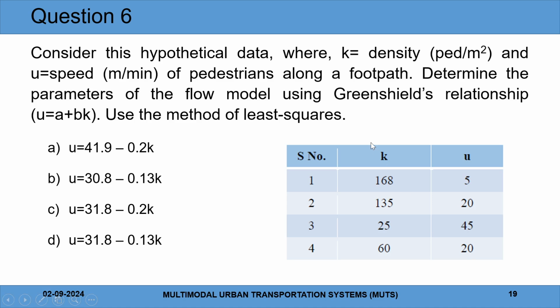Here it says to consider a hypothetical data. This data is given for density and speed, and determine the parameters of the flow model using the Greenshields relationship, u equal to a plus bk. So this model is given, and you need to find the value of A and B. Then only you can determine the parameters of the model, that is A and B.